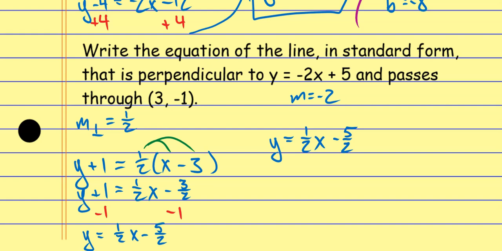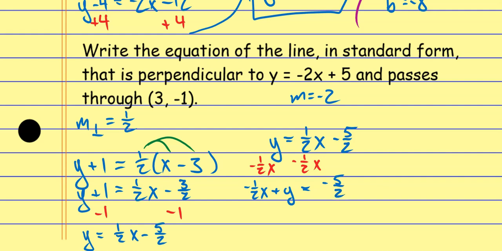To get this thing in standard form, I've got to get x and y on the same side, so I subtract the 1/2 x from each side. And the order in which we write this is really important for standard form. So it's -1/2 x plus y equals -5/2.